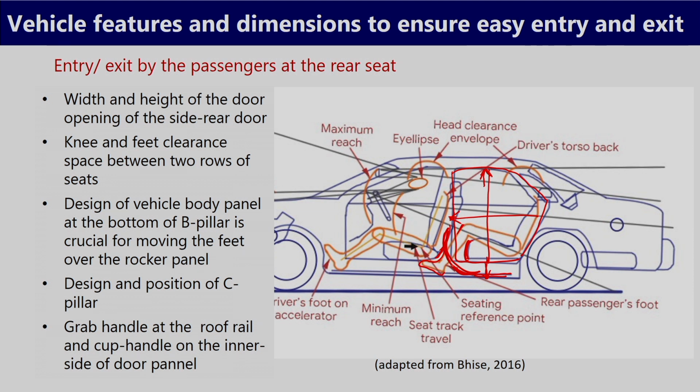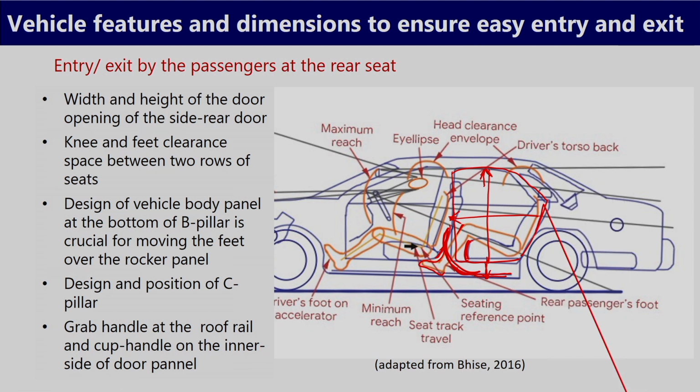So, how is the design of this corner and how much is the lateral space available, that actually decides the possibility of collision of the feet of the passengers sitting on the rear seat with the bottom portion of the B pillar. Then design and position of the C pillar.